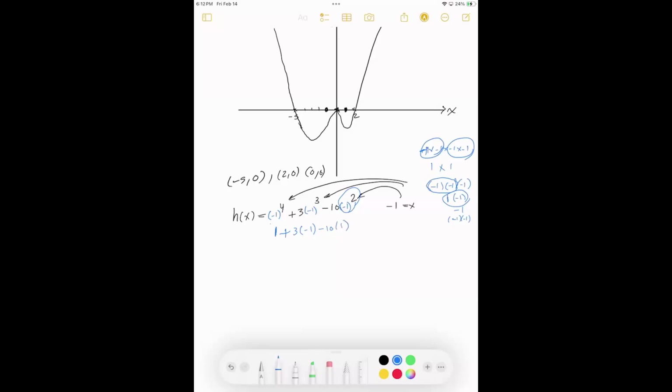Then I'm going to multiply these two and multiply these two. 3 times negative 1 is negative 3. 10 times 1 is 10. Positive, negative, you can't do that. You have to decide. Positive, negative turns out to be a subtraction. You have two negative numbers, add them. You get negative 13. And then 1 minus 13 is negative 12.